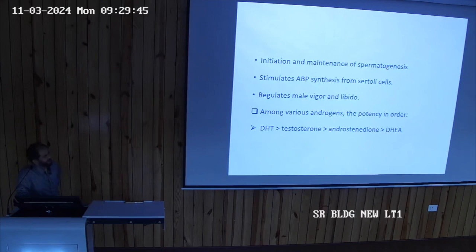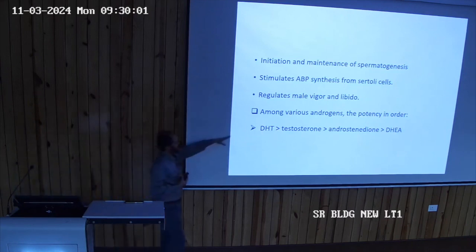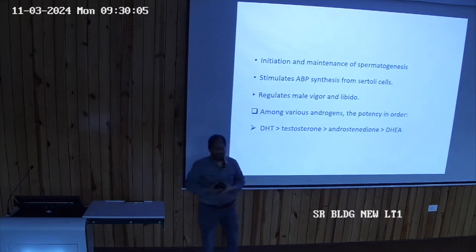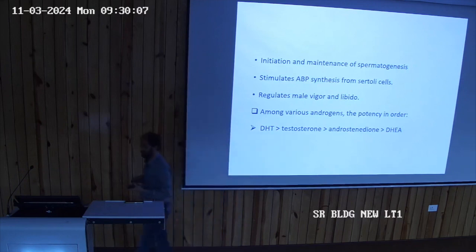Okay, then it stimulates the androgen binding protein also from the Sertoli cell. Sertoli cell से आते हैं ना, so it stimulates the synthesis of this androgen binding protein. Male vigor and libido. So as I was telling you, DHT is the most potent. After that, testosterone, then androstenedione, then dehydroepiandrosterone. Okay, so this is the potency wise order.